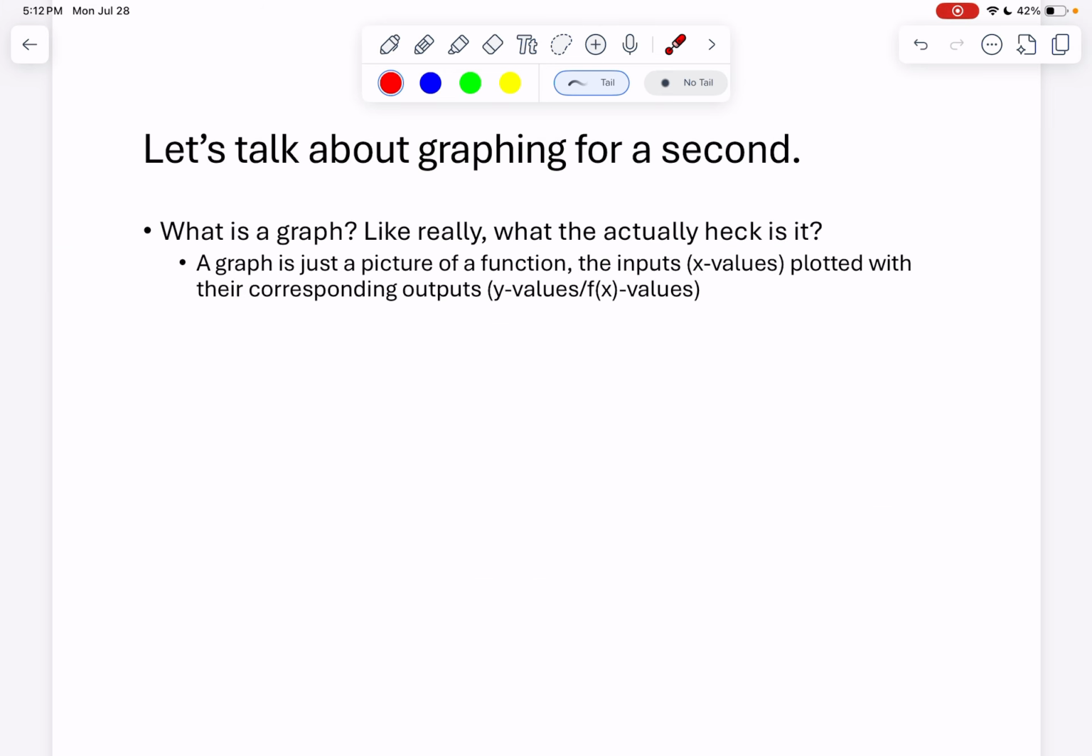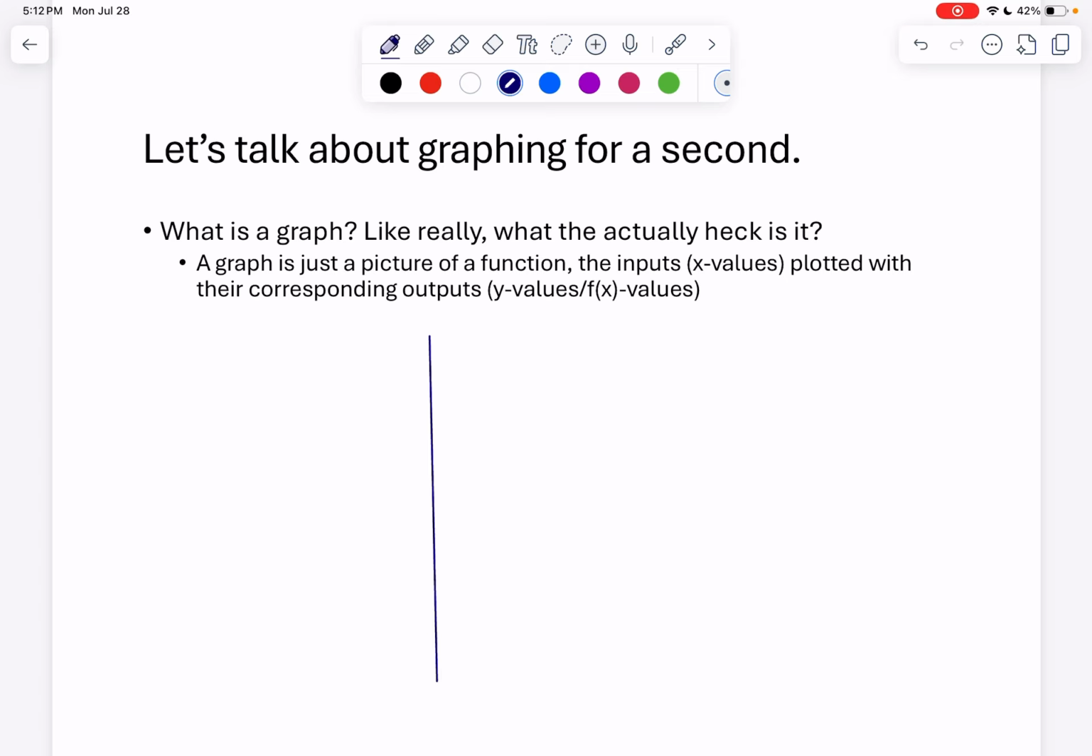So, when we're graphing things, what the actual heck is happening, right? We have to remind ourselves that a graph is just a picture of a function. The input x values are plotted along the x-axis, and the y values, or the f of x values, the function evaluated at x values, are graphed along the y-axis.